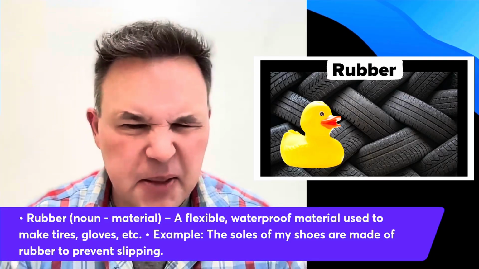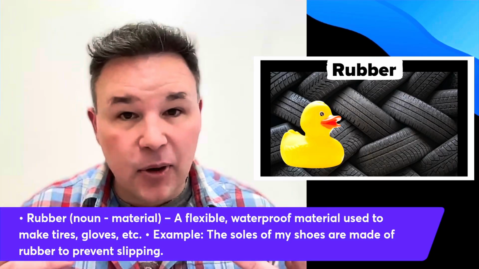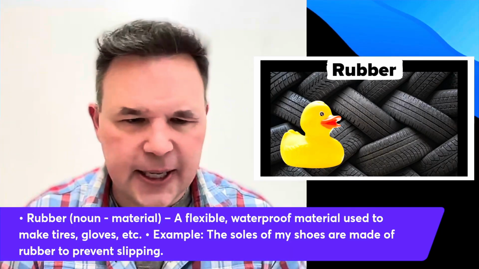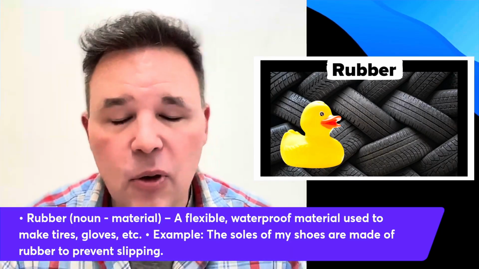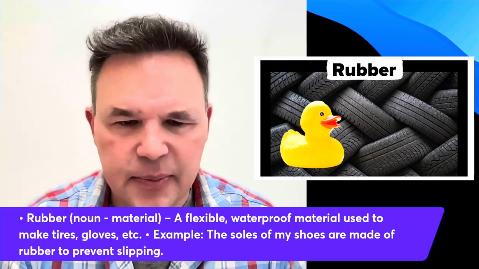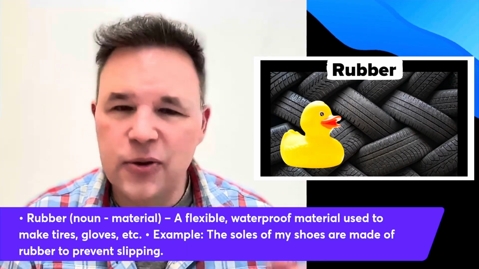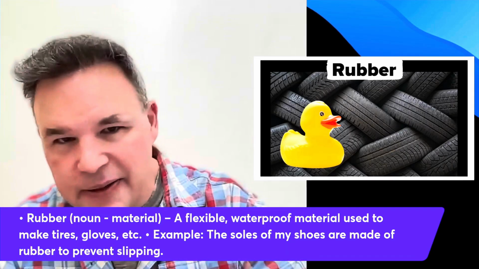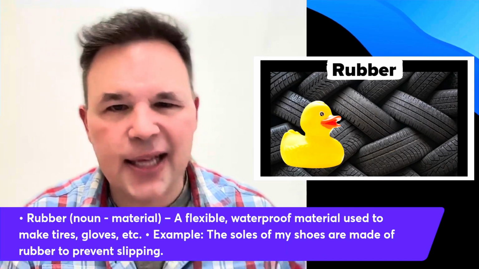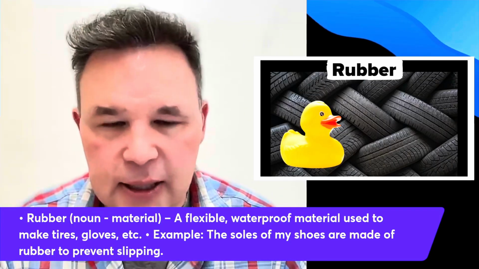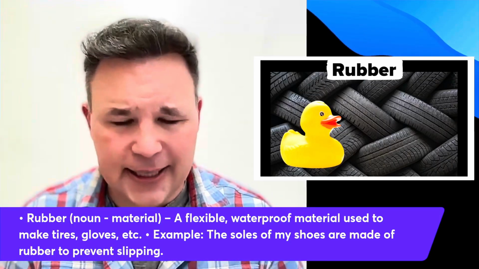You can see it's a material. Flexible, it means it can be bent. You can bend it without breaking. Waterproof, so water will not get inside things made from rubber. A flexible, waterproof material used to make tires, gloves, etc., etc. More things. Too many things to list in this English lesson, but let's look at a sentence with it.